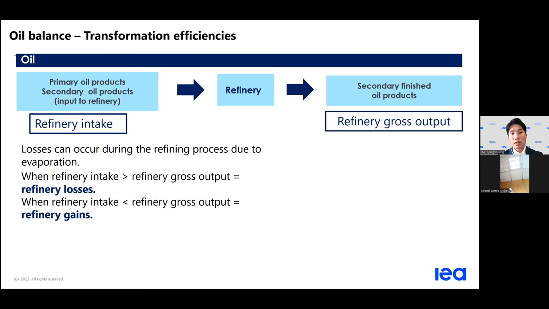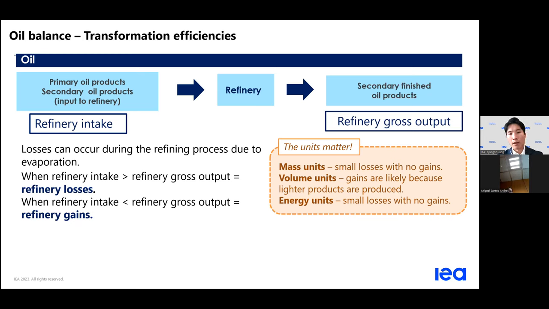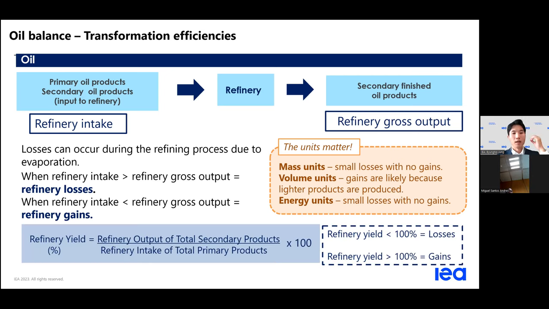And losses can always occur during the refinery process due to the evaporation. So when the refinery intake is larger than the refinery gross output, we call it refinery losses. And vice versa, the opposite case, we call refinery gains. And the units matter here because when it comes to the mass and energy units, we always want to see the refinery losses following the physical rule. However, when the data is reported in volume units, sometimes we see some refinery gains. A similar concept is the refinery yield, using the output and intake of the refinery plants.